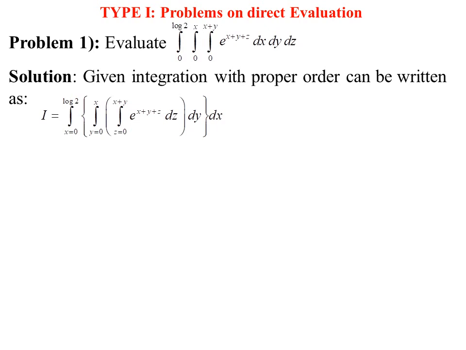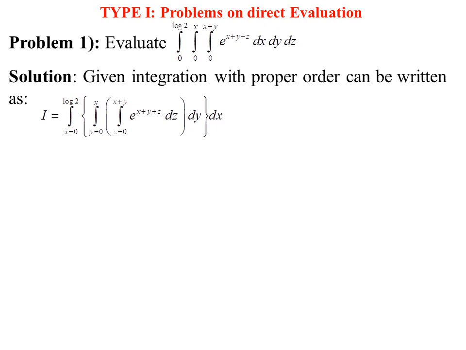And the third limit is constant, 0 to log of 2. Now, as we have already chosen the first two terms of the order of integration, first with respect to z, secondly with respect to y, the remaining limits must be the limits of x, and hence we have to integrate further with respect to x. So our given integration is written in this way.